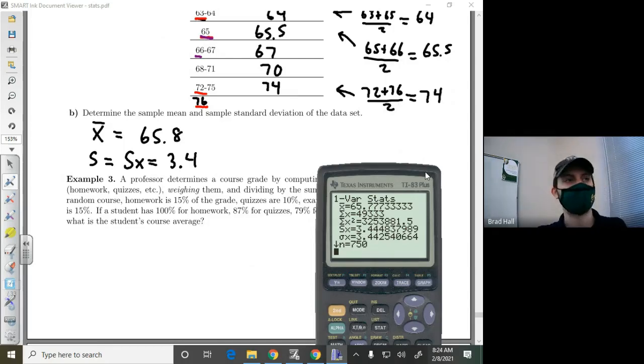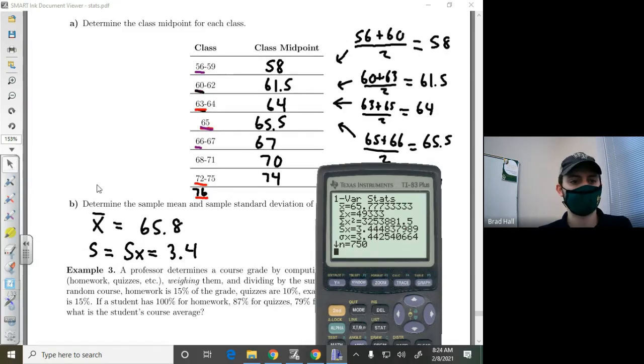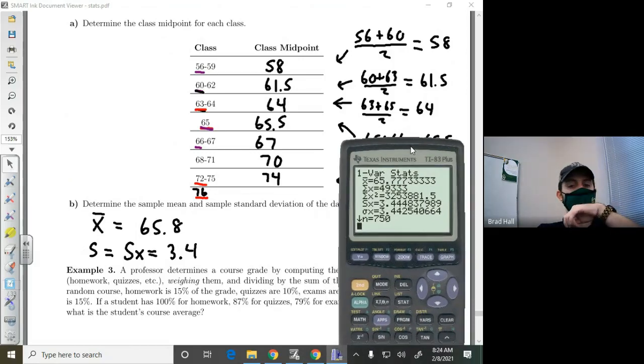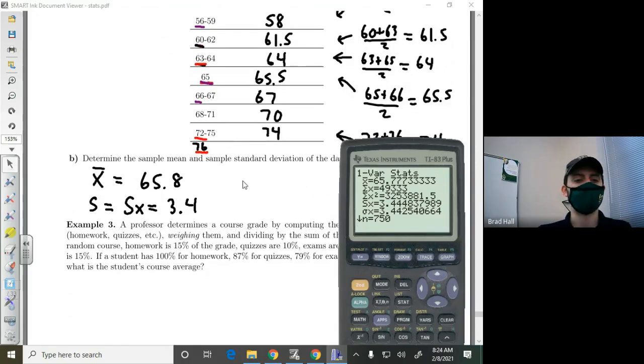Again, the sample one is what they explicitly ask for. The population one is pretty much the same, but they want the sample standard deviation. And in general, the sample one is what we use the majority of the time for standard deviation, unless they specify the population one. Does anyone have any questions up to here? If not, that's already a third of the homework right there. So let's move on to example 3 then.